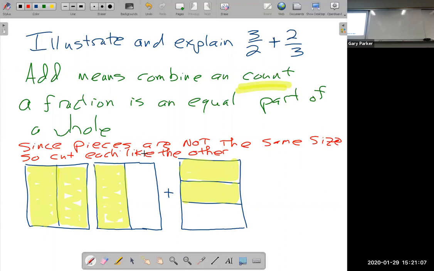So the halved cakes need to be cut into thirds, and the third cake needs to be cut into halves. All right, now I have a whole bunch of pieces. Let's see, 6, 7, 8, 9, 10, 11, 12, 13 pieces. Does anyone else count 13? Are all of these pieces the same size?